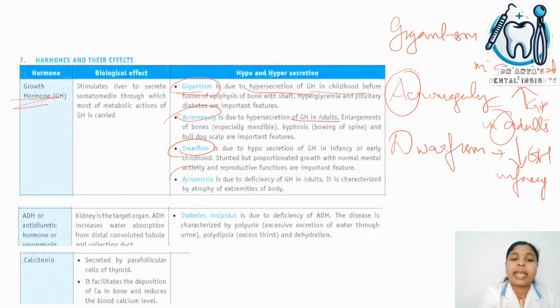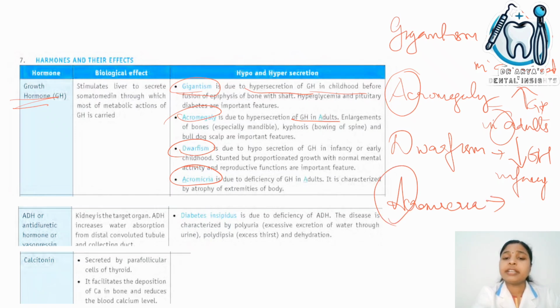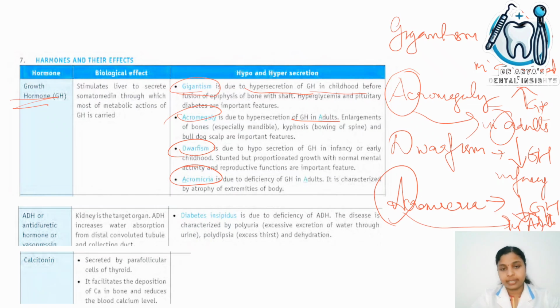Then coming to acromicria. This is due to deficiency of GH in adults. There is also a mnemonic, that is A for A. Acromegaly, increased GH in adults. Acromicria, decreased GH in adults. And here it is characterized by atrophy of the extremities of the body.